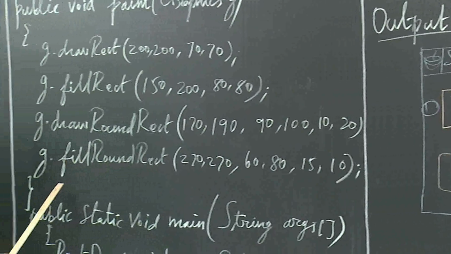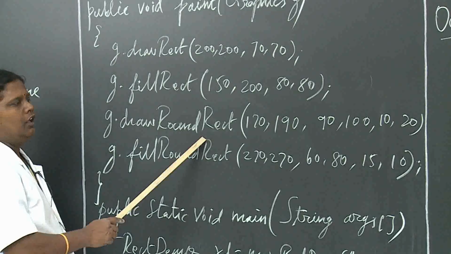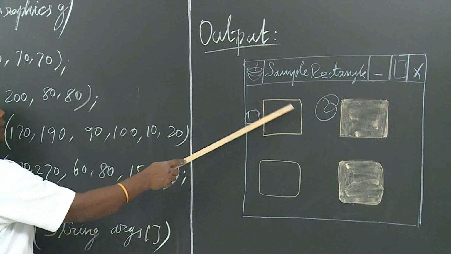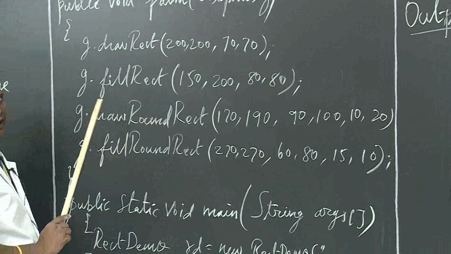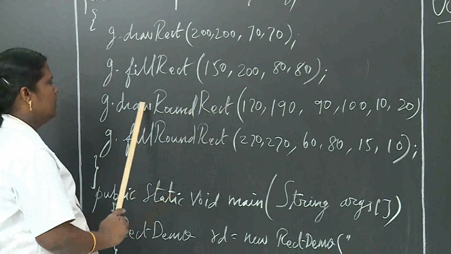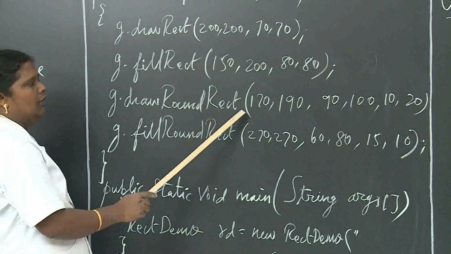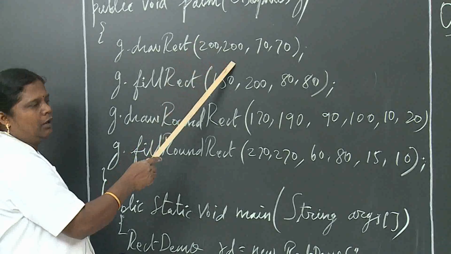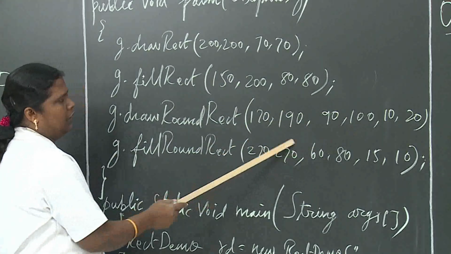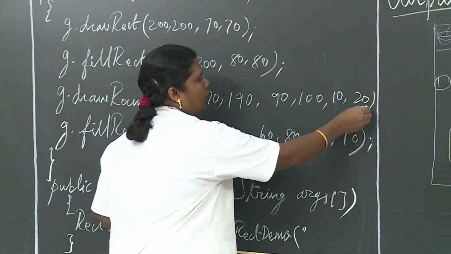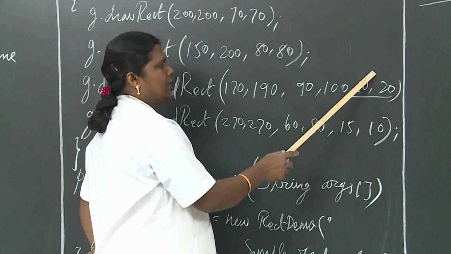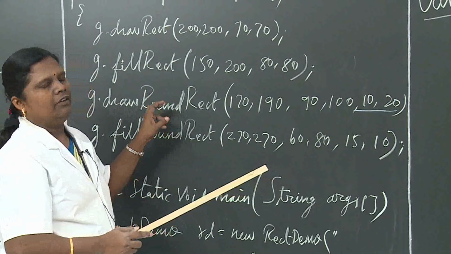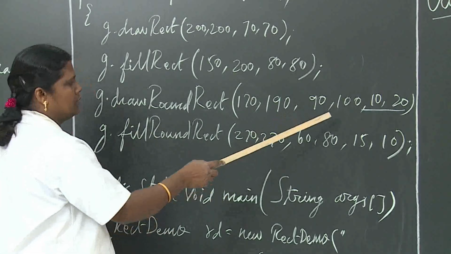In the same way, the third one is round rectangle. Usually our rectangle has squared corners, like a corner shape. If we want to display a rounded shape, we can use the function draw round rectangle with these specifications. Our normal draw rectangle function includes only 4 parameters. Along with these 4 parameters, we need to add the x diameter and y diameter. This specifies how deeply we want to round the particular rectangle.